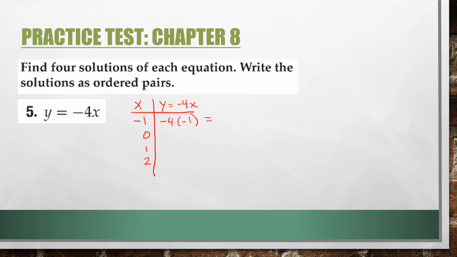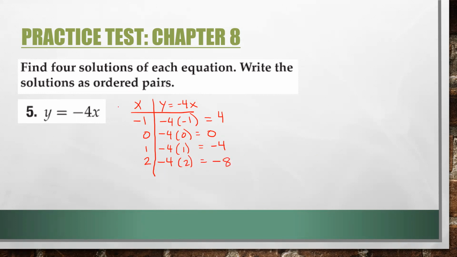And I know -4 times -1 is going to be +4. And then over here, I'm going to plug in 0 for x, which is 0. -4 times 0 is 0. Here, I'm going to plug in +1. And then -4 times 1 is -4. And then here, I'm going to plug in +2. -4 times 2 is -8.